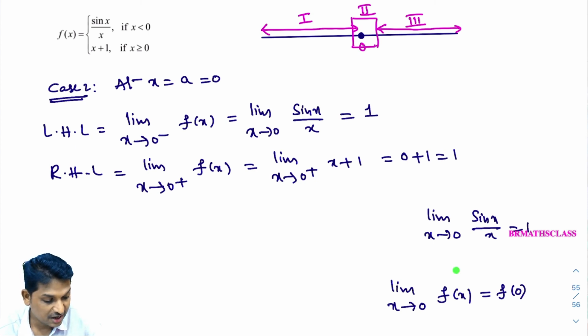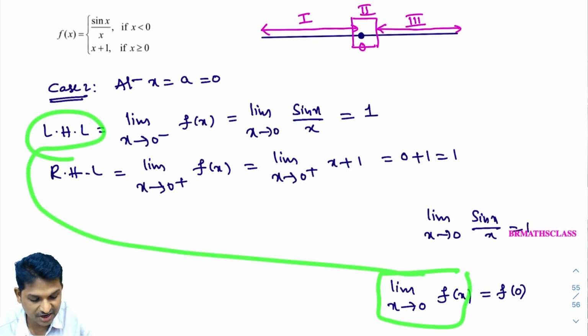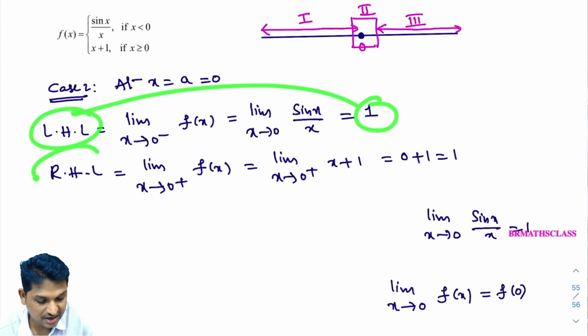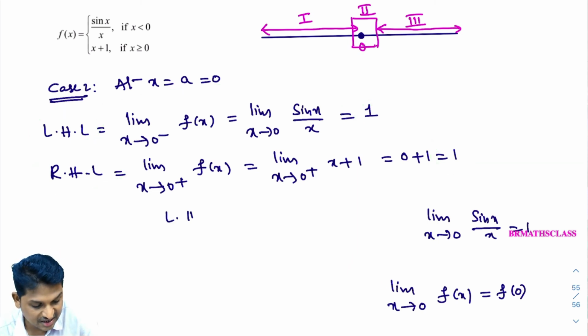You observe here, I decided to calculate the left hand limit as well as the right hand limit. So the left hand limit, what did I get? 1. The right hand limit I got 1. Left hand limit equal to right hand limit. So what can I say? I can say that the left hand limit is the same as the right hand limit. When the left hand limit is the same as the right hand limit, then we say that the limit of the function exists.